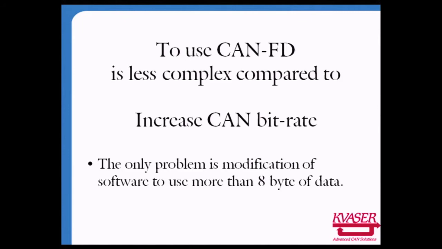So from my point of view, the complexity to use CAN-FD is the same as increasing the bit rate on an ordinary CAN controller. So if you have a system running at 250 kilobit and you want to switch to 750, you will have the same problem doing that as using CAN-FD at 750K.